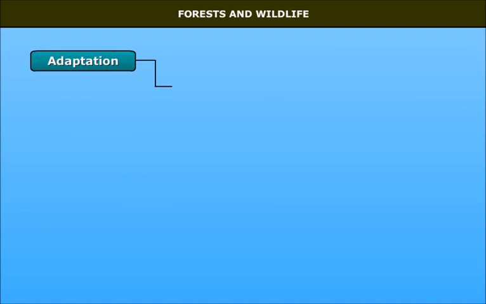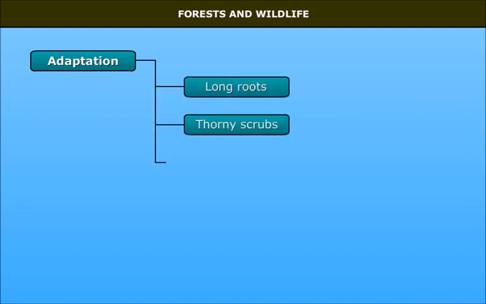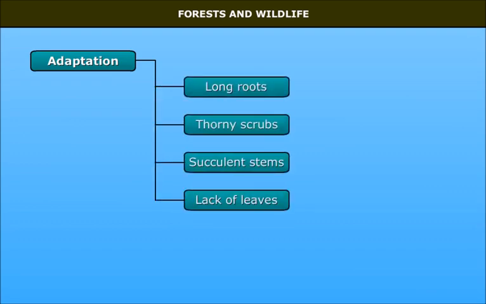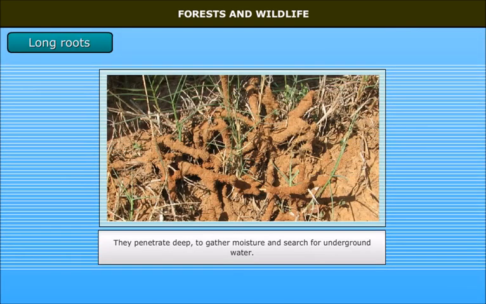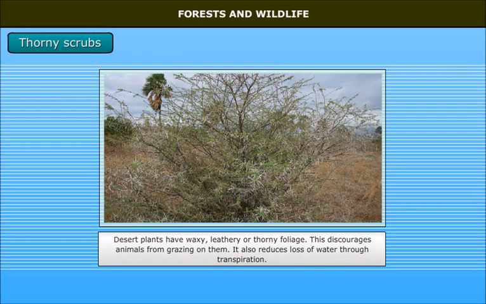Adaptation. Long roots. They penetrate deep, to gather moisture and search for underground water. Thorny scrubs. Desert plants have waxy, leathery or thorny foliage. This discourages animals from grazing on them. It also reduces loss of water through transpiration.